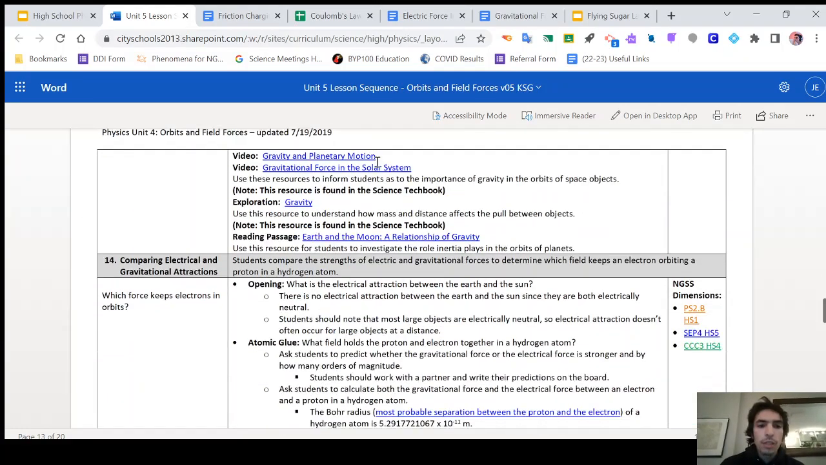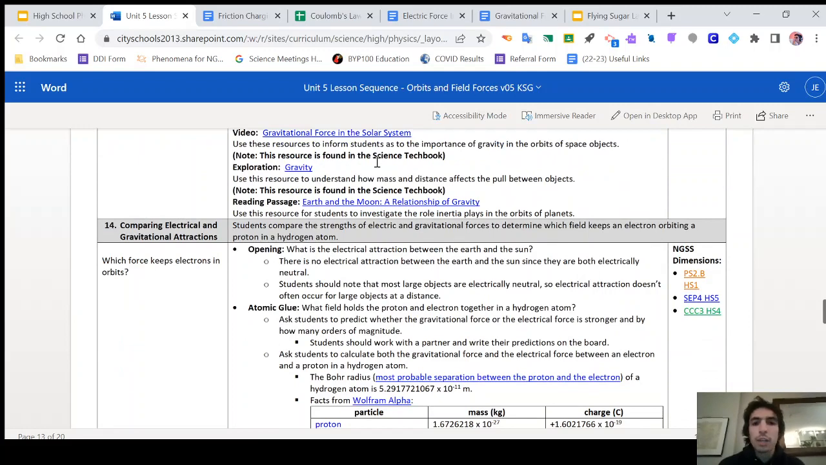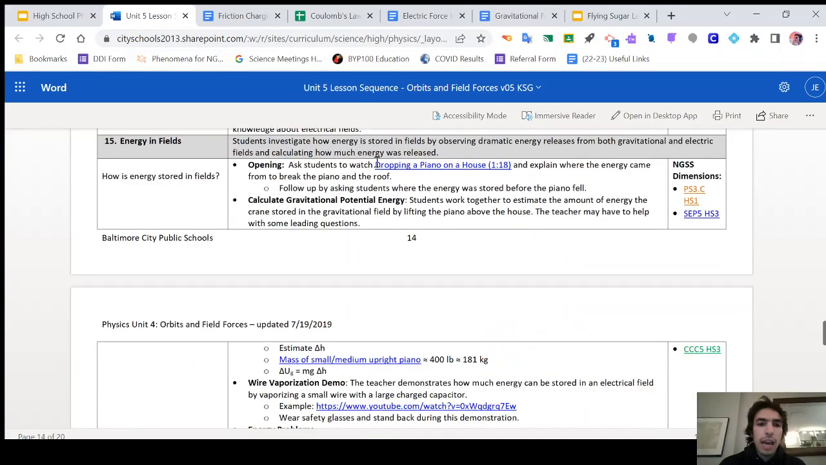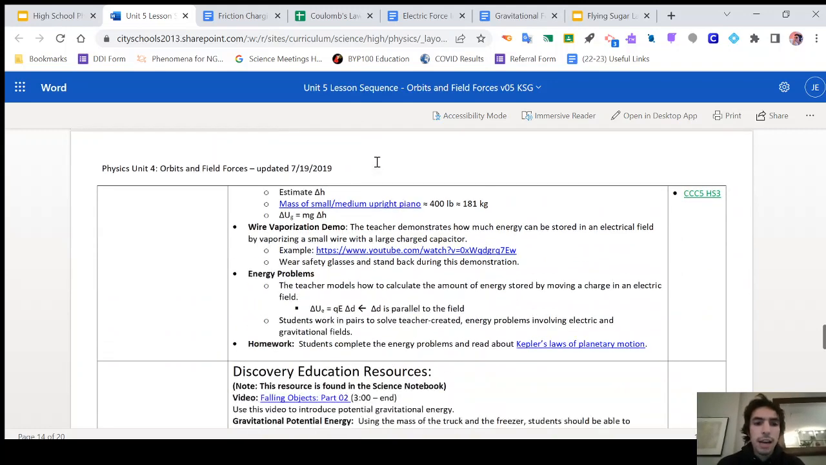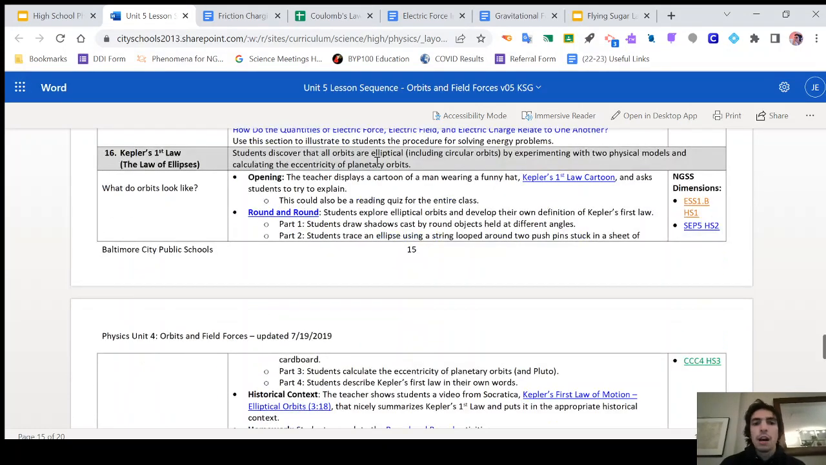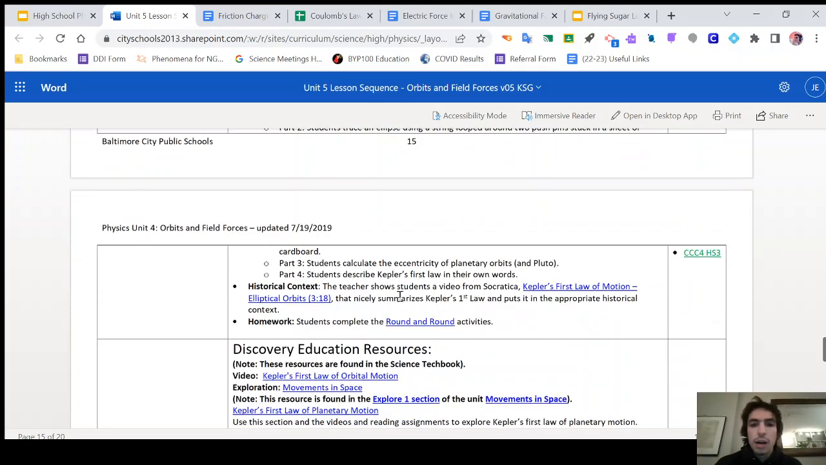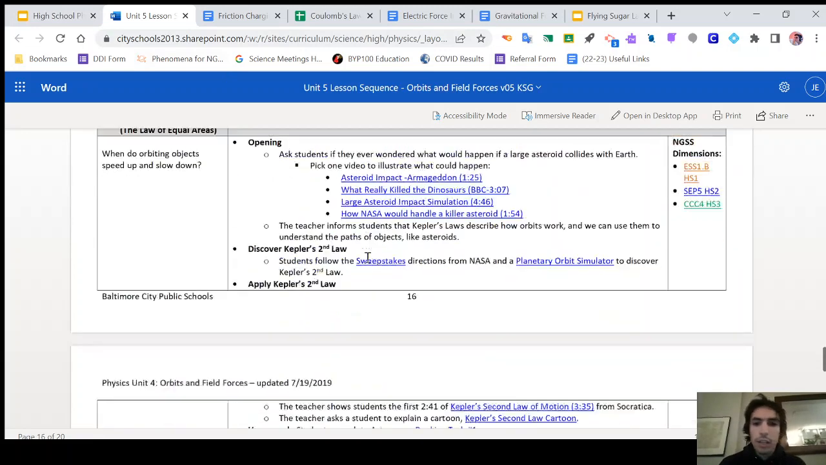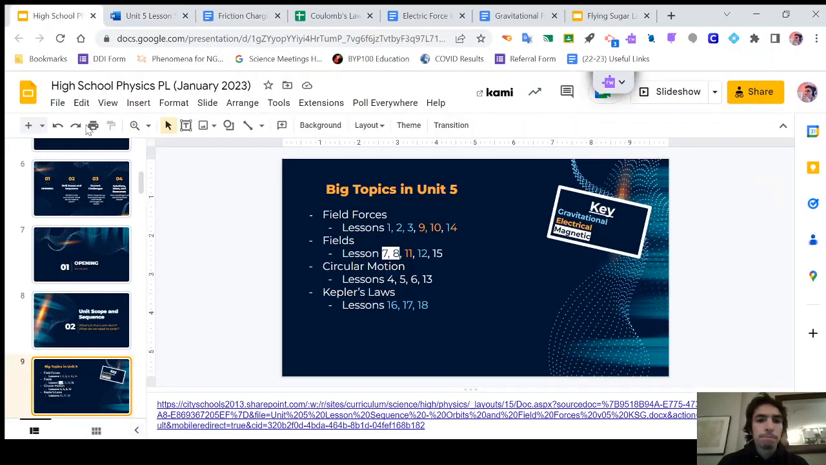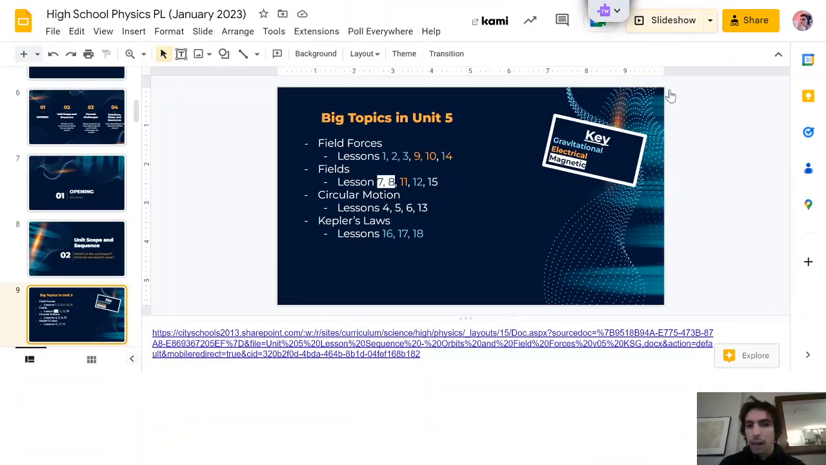Then we talk orbits and comparing electrical and gravitational forces, and then a brief segue into energy before getting into Kepler's laws. And this simulation that they have linked here, if any of you have not used it, is very, very good. I've tried to find other possibilities for simulations that could help supplement, but it's hard to find anything that's better than the simulation that's already linked here, sweeping out the different areas in Kepler's laws and all of those things. So that's an incredibly brief review of everything that's in the unit.